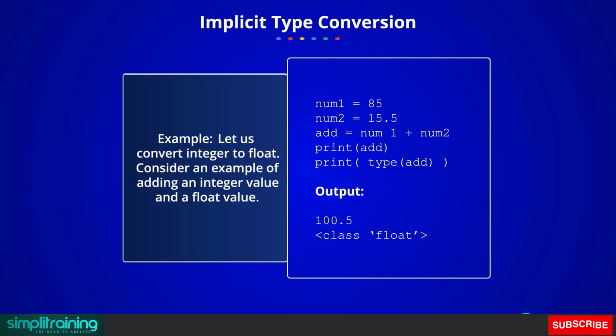We can see that the add variable has been automatically converted into a float data type by the Python compiler, as Python always converts smaller data type to larger data type to avoid the loss of data.